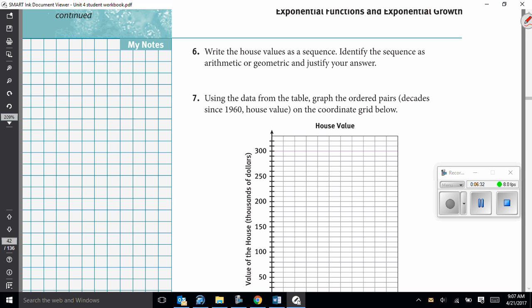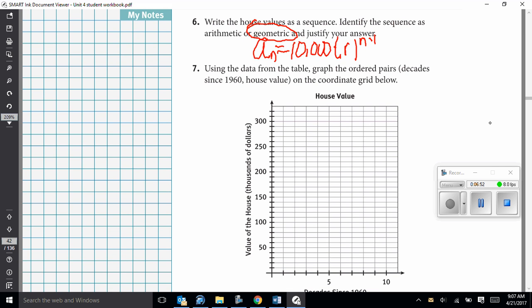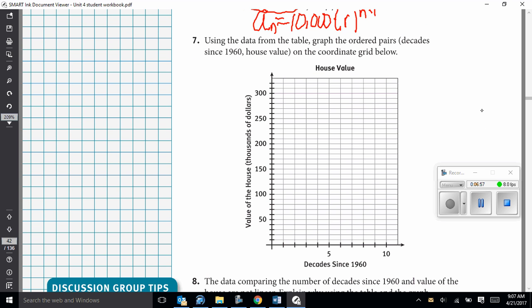So we have questions here. All right, so now using the data from the table, graph the ordered pairs, decades since 1960, house value, on the coordinate grid below. So we have decades. So at 0 decades, what was the home value? 10.